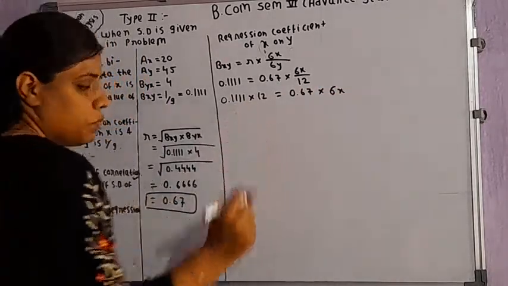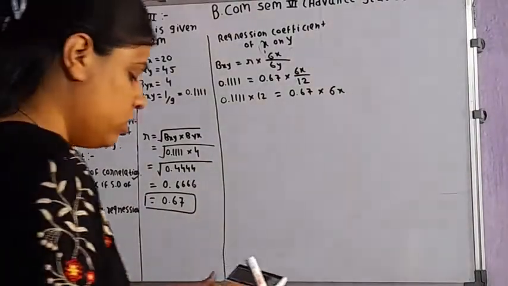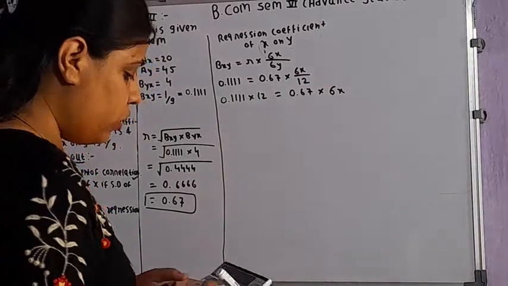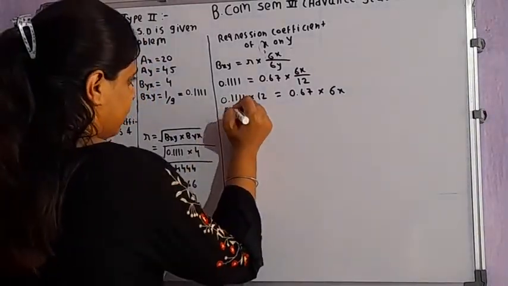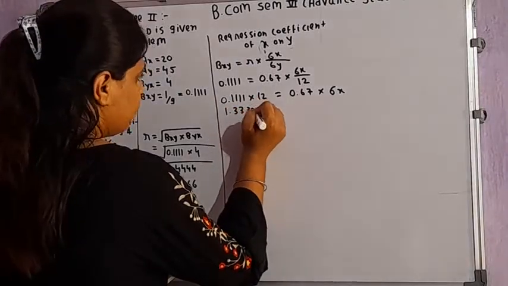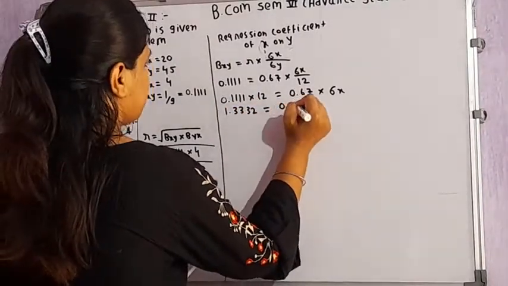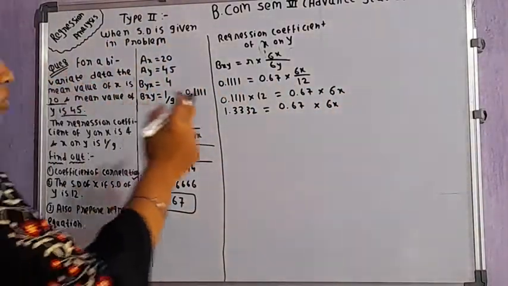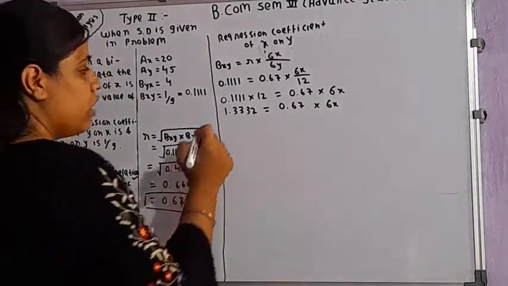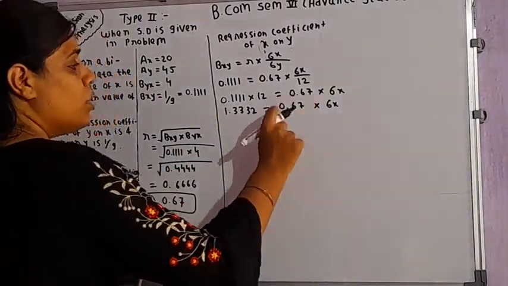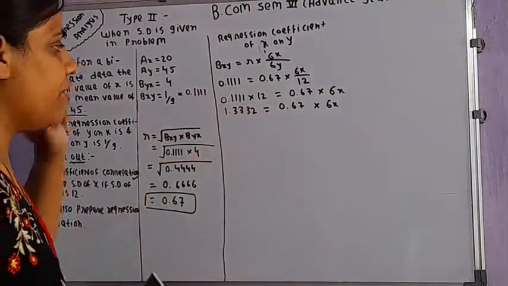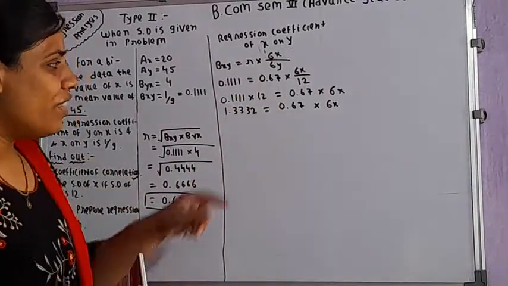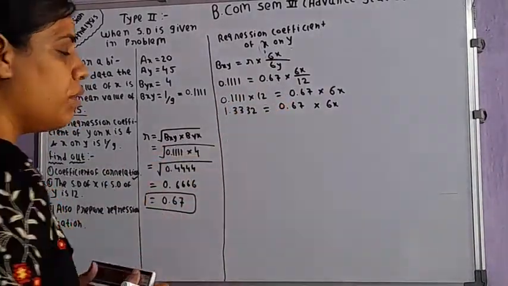Okay. So when we are going to do 0.1111 into 12, we are going to get 1.3332 is equals to 0.67 into standard deviation of x. Now we have to find the standard deviation of x. So what we are going to do? We are going to bring this 0.67 on the left hand side. Here on the right hand side, it's in multiplication. So when we bring it on the left hand side, it will come into division.